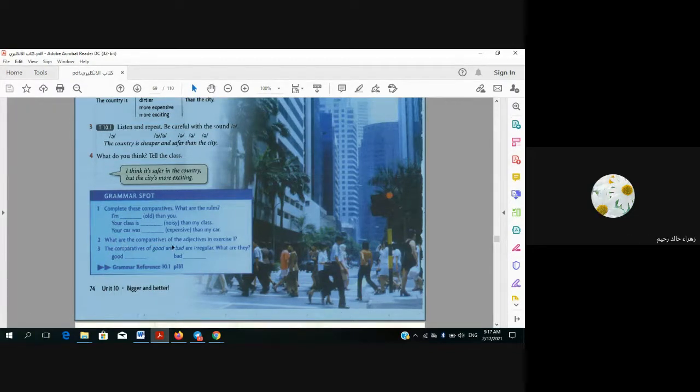What are the comparatives of the adjectives in exercise 1? The comparatives of good and bad. Here we have irregular adjectives, for example good and bad. What's the comparative of good and what's the comparative of bad? Good, better. Yes, very good. And bad? Worse. Yes, excellent.